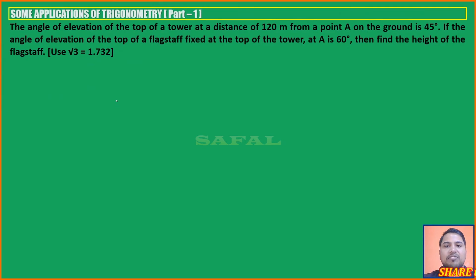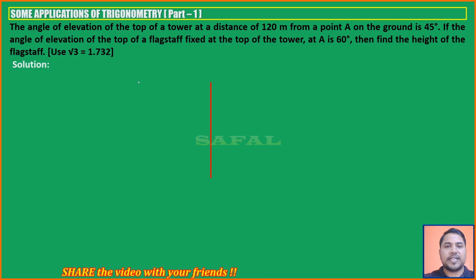The angle of elevation of the top of a tower at a distance 120 meter from a point A on the ground is 45 degree. If the angle of elevation of the top of a flagstaff fixed at the top of the tower from the same point A is 60 degree, find the height of the flagstaff. If required, use root 3 equals 1.732. So let's visualize the situation again.